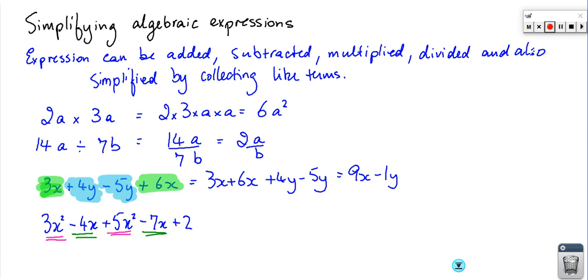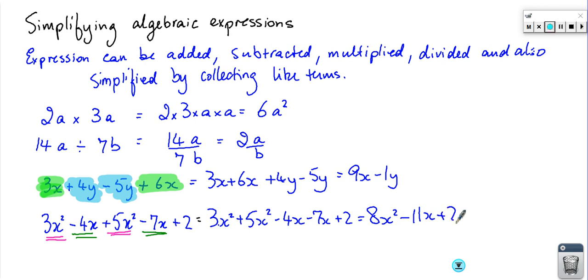So in this case, I'm going to have 3x squared plus 5x squared minus 4x minus 7x plus 2, which gives me 3x squared and 5x squared, 8x squared. Pay attention, all right? I'm not multiplying, so I don't need to add the powers. Minus 4 and minus 7, which gives minus 11x plus 2. And that is the final result.